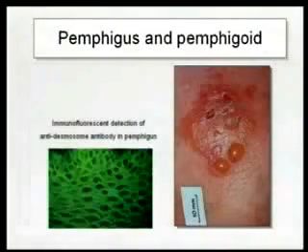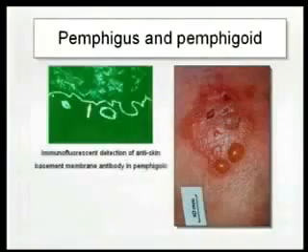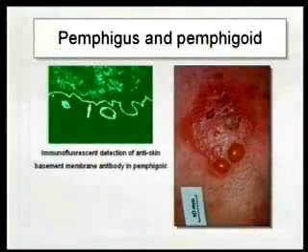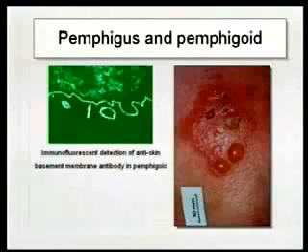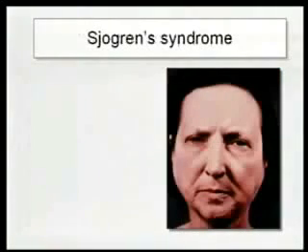Pemphigus, okay, immunofluorescence detection of anti-desmosomal antibodies. Desmosomes are proteins between cells, and this causes blistering. Similar symptoms occur in pemphigoid, which is pemphigus-like, and in this case the antibodies are against the basement membrane. I'm giving you the whole list where there is no connection between the name and what the antibodies are. Those are the ones that you've got to memorize.